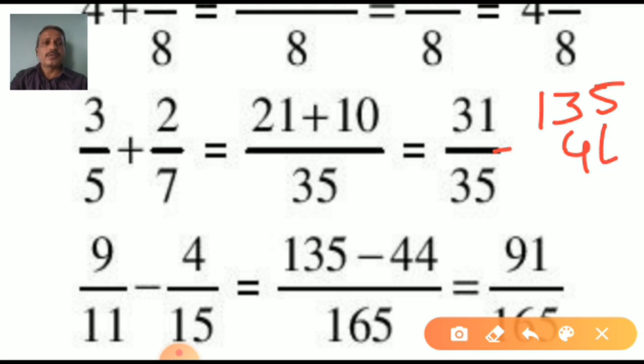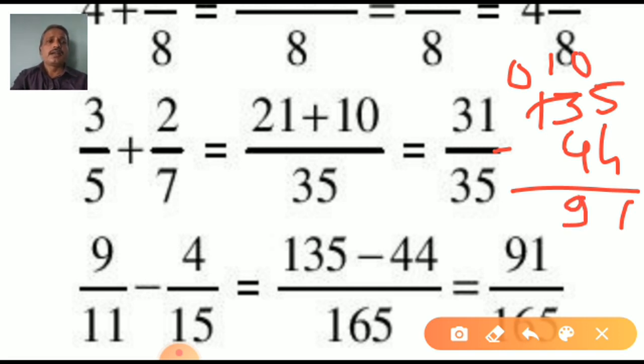44 will be written this way, ones under ones, tens under tens. So many students are making mistakes. To subtract also, 5 minus 4 is 1. 3 minus 4, possible? No. We can cut it, 0 and 10, we can borrow. Yes, 10 plus 3 is 13. 13 minus 4 is 9, so 91. That's why I am writing here 91.